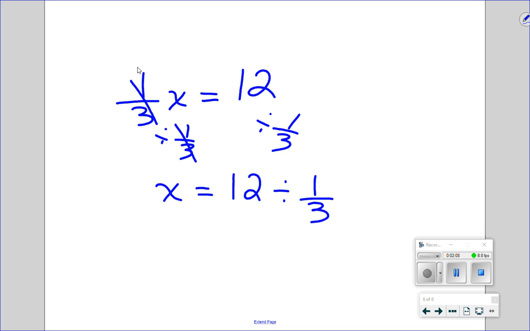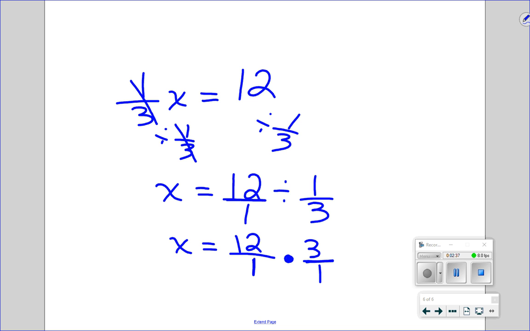We want them both to be in fraction form, so I'm going to write this 12 over 1. And the way we do this is we do 12 over 1, and we change it to multiply by the reciprocal. So when we divide fractions, we don't actually divide. We change this to multiply by the reciprocal. Kind of like keep, change, change with integers. You keep the first one the same, change the division to multiplication, and change the second number to the reciprocal.